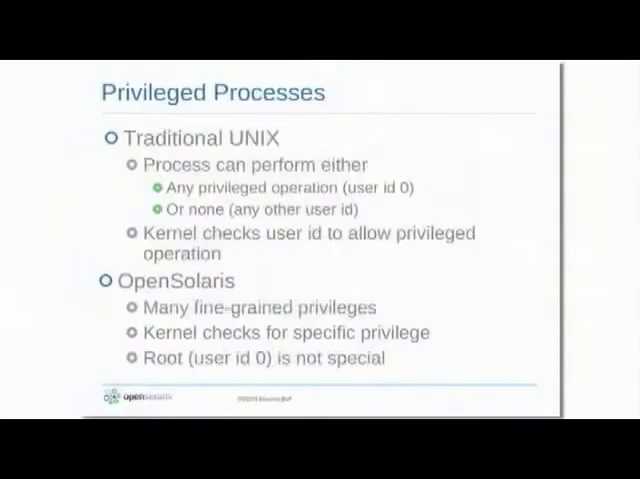In OpenSolaris instead, we split this up into a whole bunch of fine-grained privileges, 75 of them at last count. And this breaks up that super user capability into individual privileges to control whether you can override file permissions, open a reserve port, use dtrace, as we heard about in the last BOF, anything that would be a privileged operation. And in the kernel, when we perform a privileged operation, instead of checking for the user ID, we check to see if the process has the specific privilege that's needed.